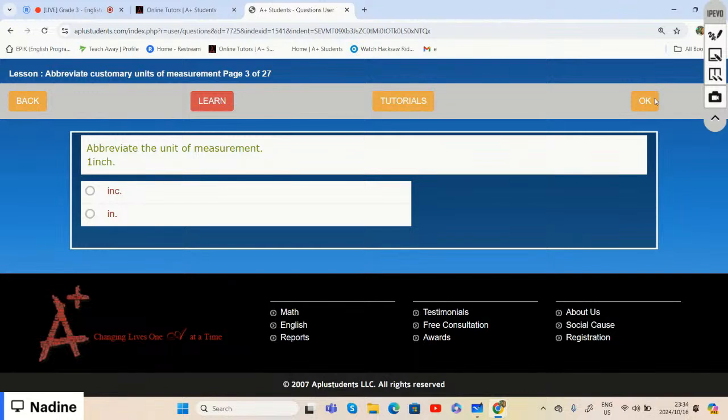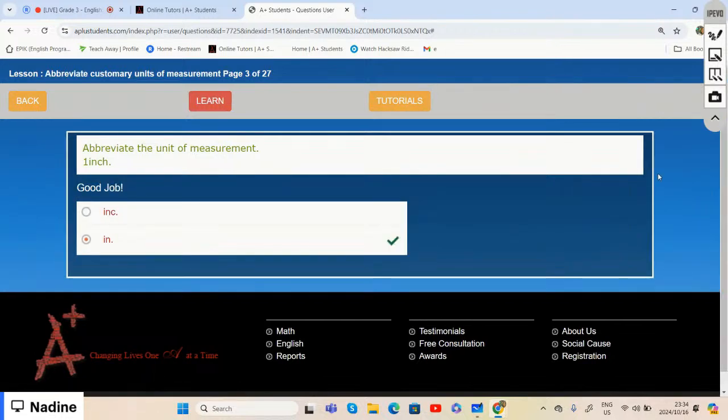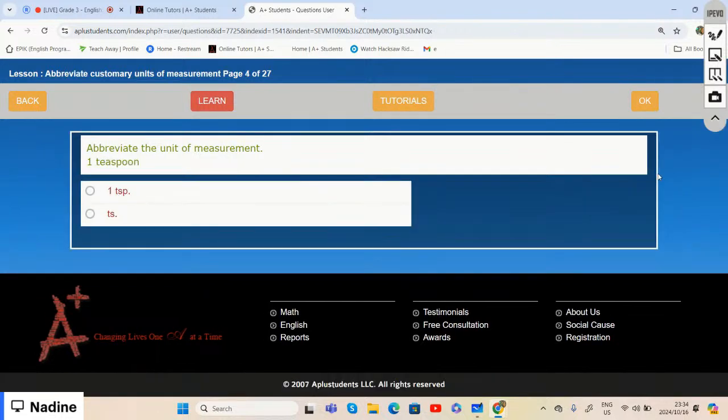All right. And if we were to find the abbreviation of inch, then we would say it's option two. So well done. Option two is correct.